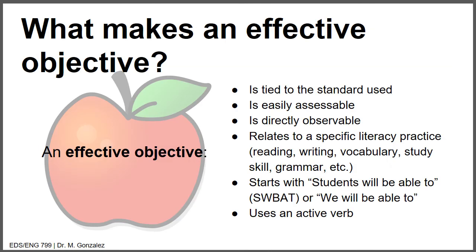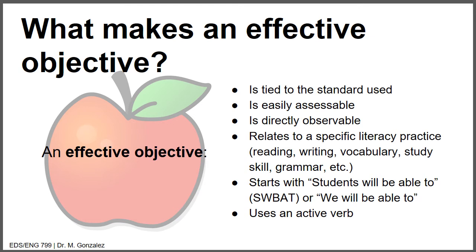Let's zero in then on what makes an effective literacy objective, since objectives form the basis for our daily lessons. An effective objective is tied to the standard it uses. Sometimes you can even borrow language from the standards or unit goals and rephrase them in more specific terms, as you can see in my examples on the previous slide. Objectives should also be easily accessible and directly observable, meaning that we can measure students' learning and see their learning through an assignment, task, or assessment tied to the objective.